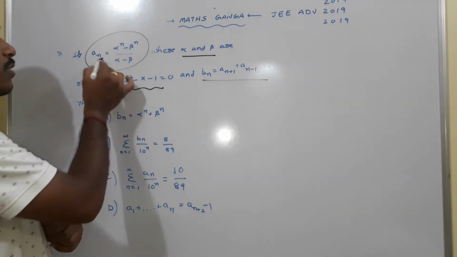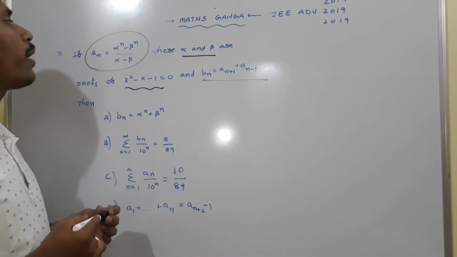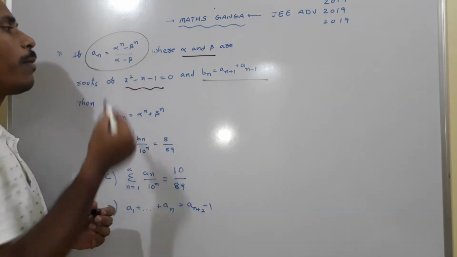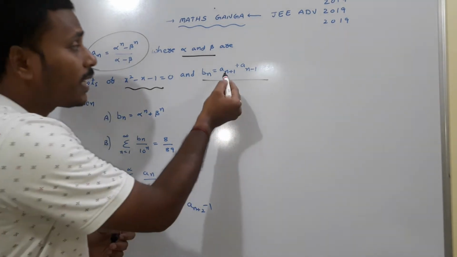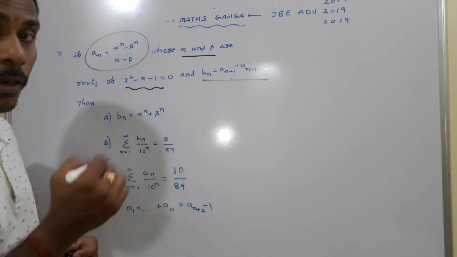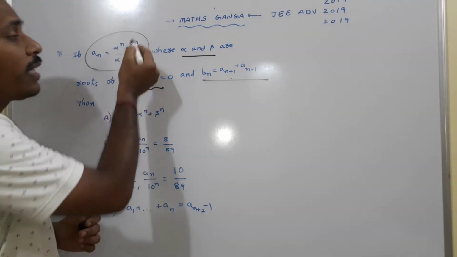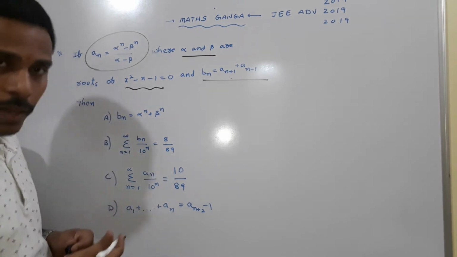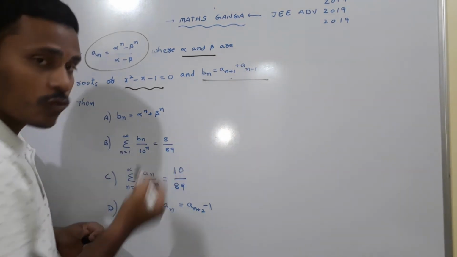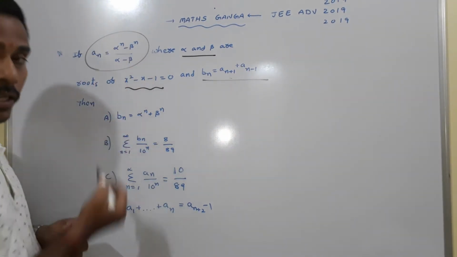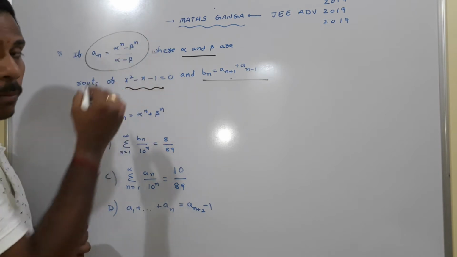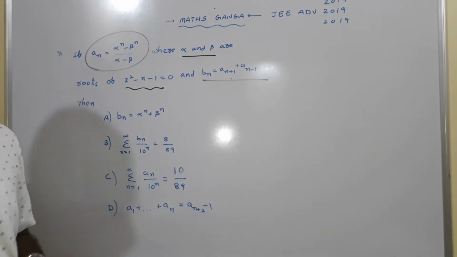See, you need to check first. An is alpha power n minus beta power n by alpha minus beta. So what is an plus 1? An plus 1 is alpha power n plus 1 minus beta power n plus 1 by alpha minus beta, and an minus 1 is alpha power n minus 1 minus beta power n minus 1 by alpha minus beta.